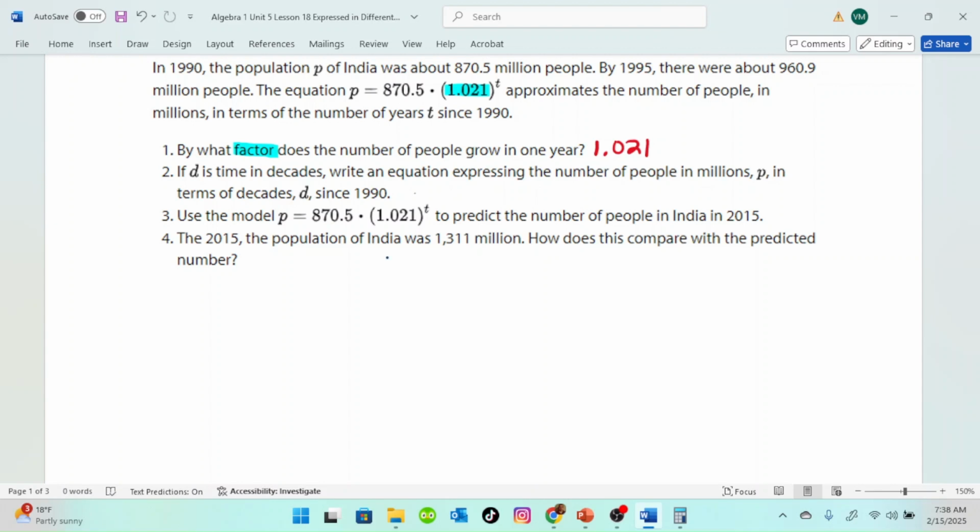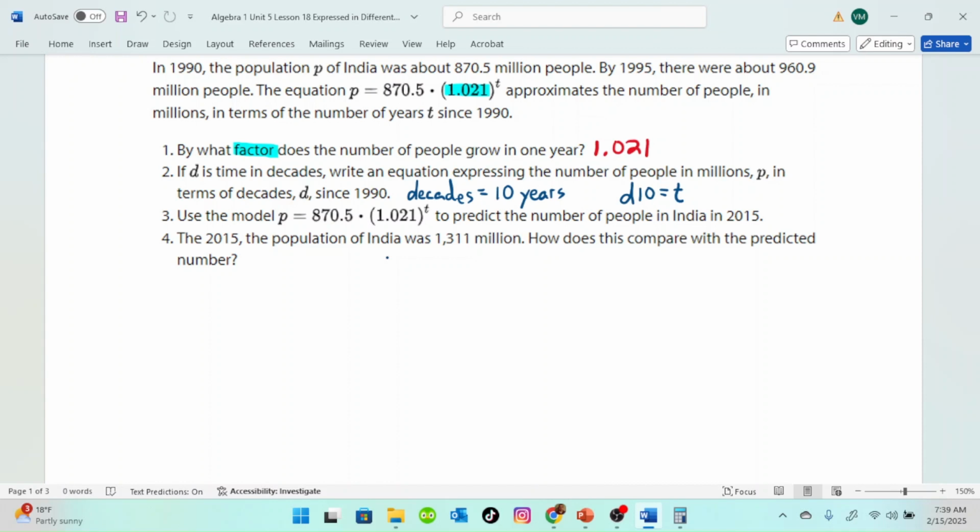So you need to understand that decades equals 10 years. So if I wanted to replace t as my exponent, then I would need to take the number of decades, multiply that by 10, and that would give me the number of years.